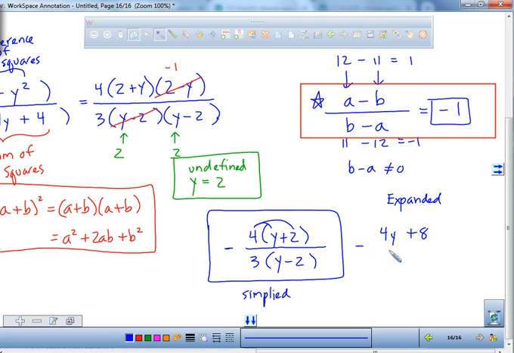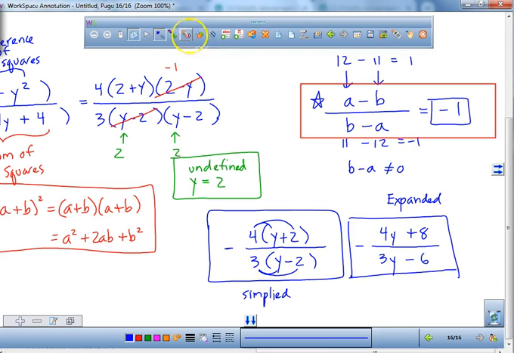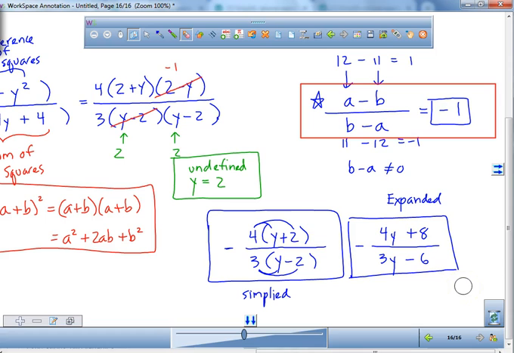What's sitting out here in front anyways? That negative sign. And if we expand this, what are you left with? 3y minus 6. So be careful. If they ask you for the expanded answer, what do you have to do? You have to use the distributive property and expand it.